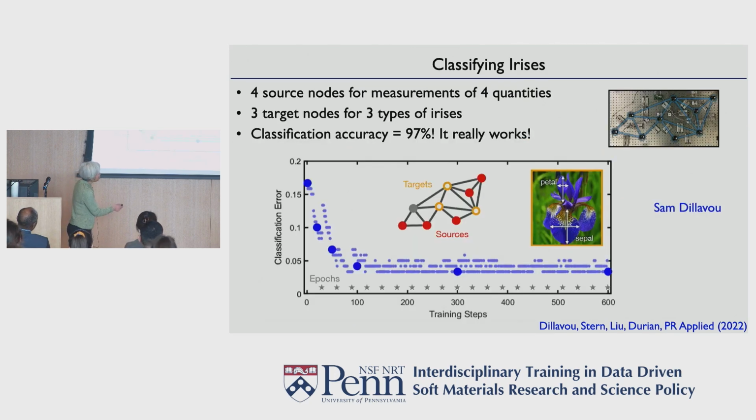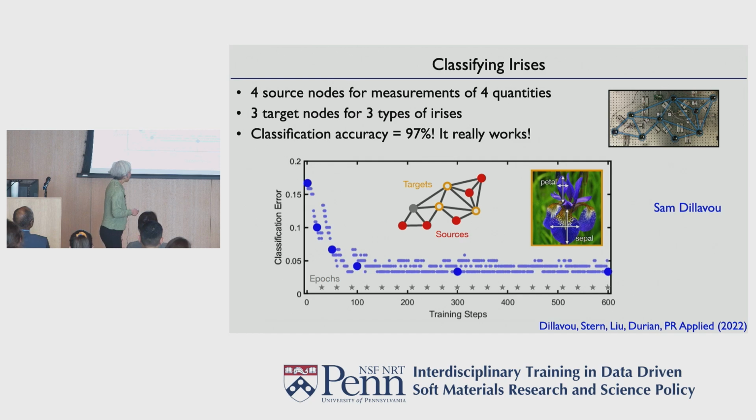So this is the first generation. Nine nodes and 16 edges, all built by hand. And the crazy thing is that it actually works. So this is an example of it classifying this iris data set.